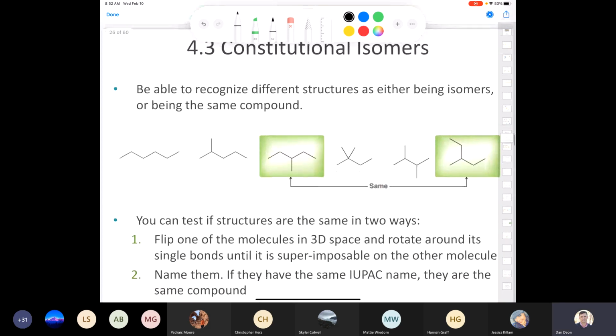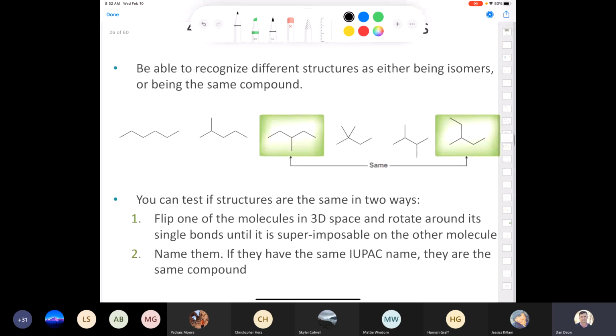All right, so you've got to be able to recognize different structures as either being isomers or the same compound. Now here we have C6H14. All of these compounds are C6H14, but we have a few different isomers. The ones that aren't highlighted, this one, this one, this one, and this one, those are all constitutional isomers of each other, and this is a constitutional isomer of it as well. But you need to be able to recognize the fact that these two compounds are identical. These are not constitutional isomers.